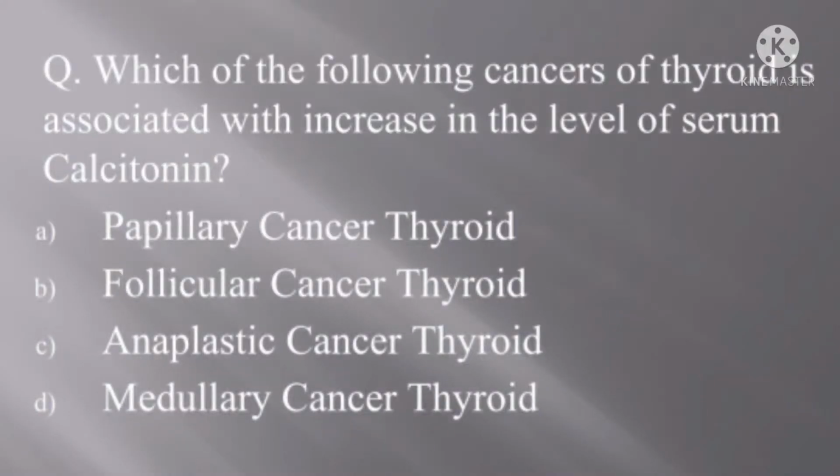Hi friends, let's try to solve this question. Which of the following types of thyroid cancer is associated with increased level of serum calcitonin? The choices are papillary cancer, follicular cancer, anaplastic cancer, and medullary cancer.